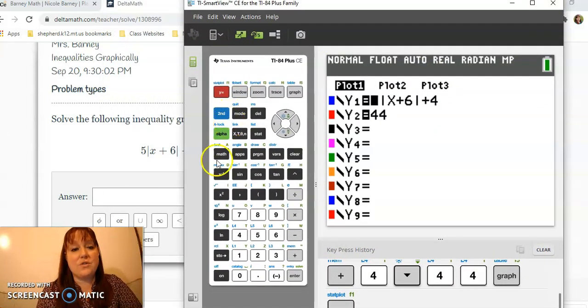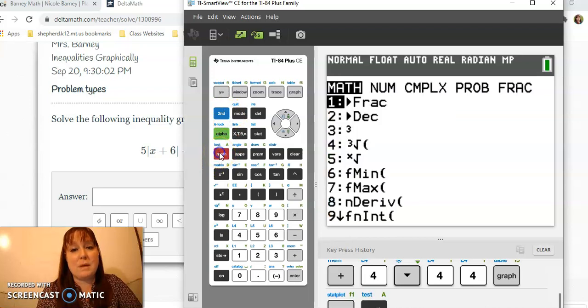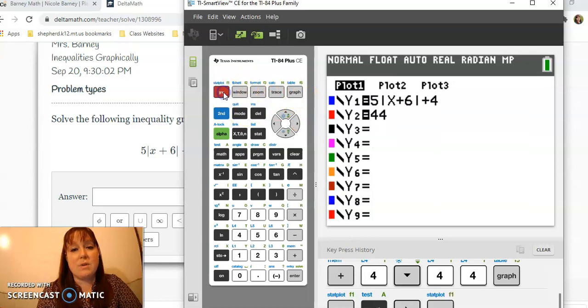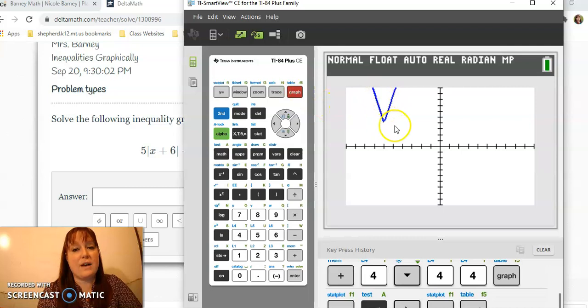Remember, the absolute value function is in the math menu. If I go to math and then over to number, I get absolute value. So I have my y equals here, and then I'm going to graph this function. And when I first graph it in my regular window, I notice that I just see the blue function. I just see the first one.